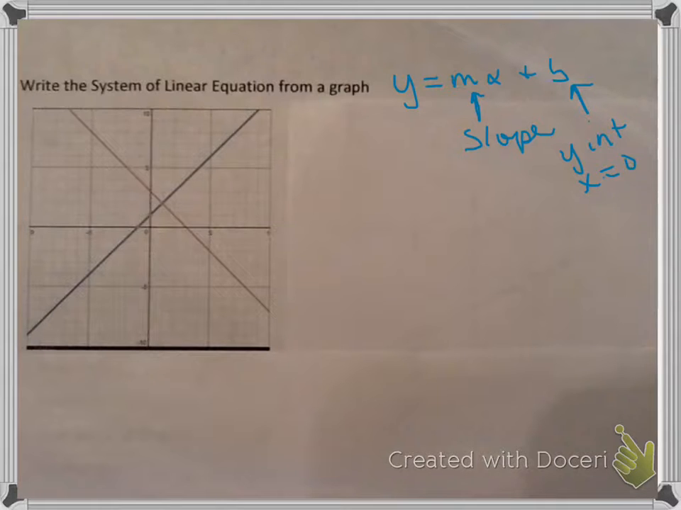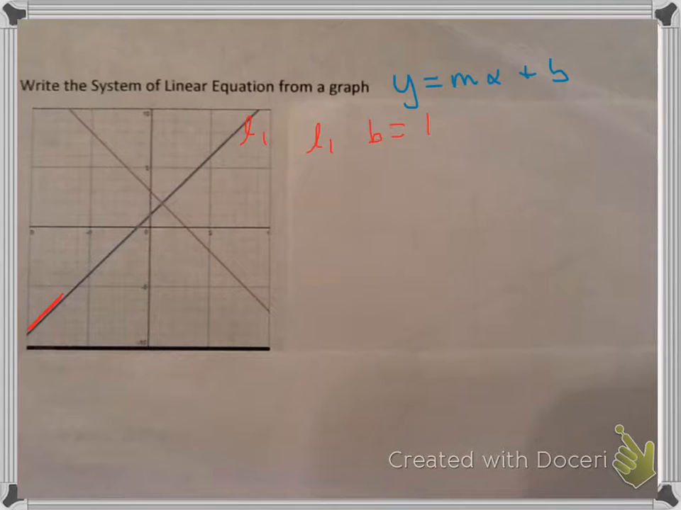We're going to start with one line, and we're going to come up with the slope and the y-intercept for it. I'm going to start with this line first. It looks like my line crosses right here, which is at 1. So I'm going to say my y-intercept for L1, we'll call this L1, my y-intercept, or my b, is going to be 1.